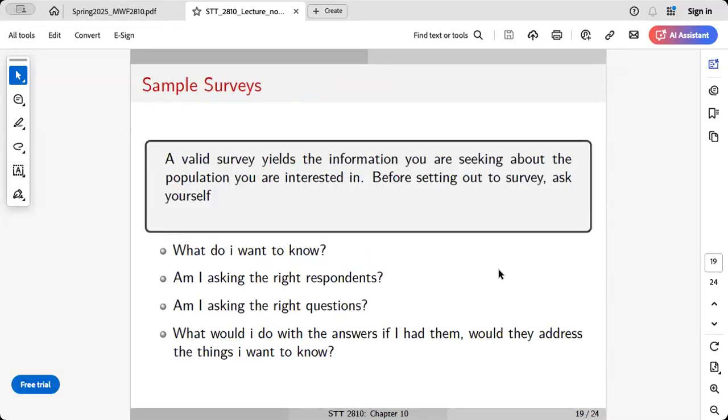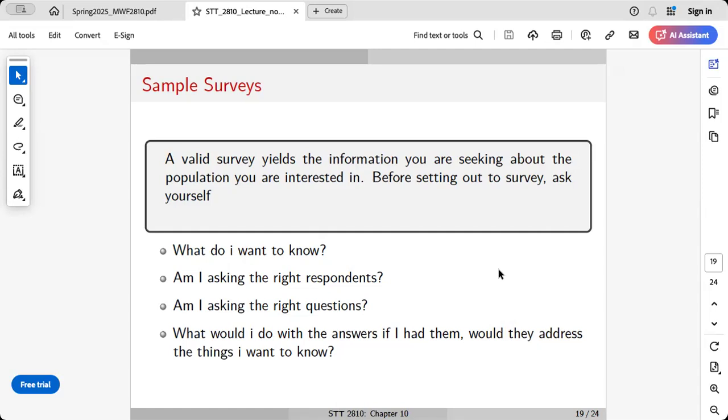So a valid survey yields the information you are seeking about the population you are interested in. So how are we going to get a valid survey? Before we start any survey, it is very important that we answer the following questions. What do you want to know? For example, if I want to conduct a survey in this class, what is my focus? Do I want to know their study habits, their heights, their age? Does that make sense? You'd have to be able to ask yourself, your goal, what do you want to know?